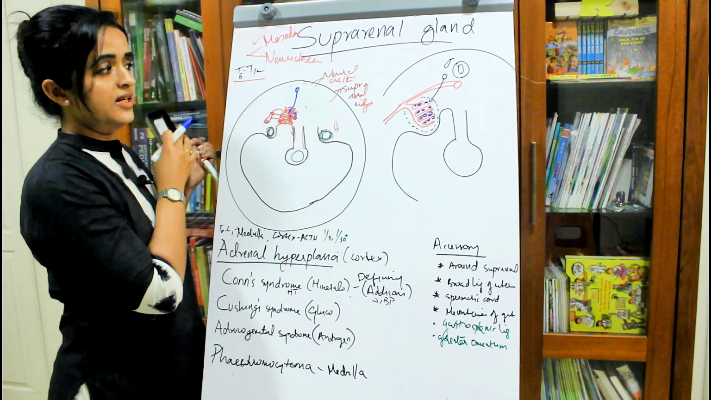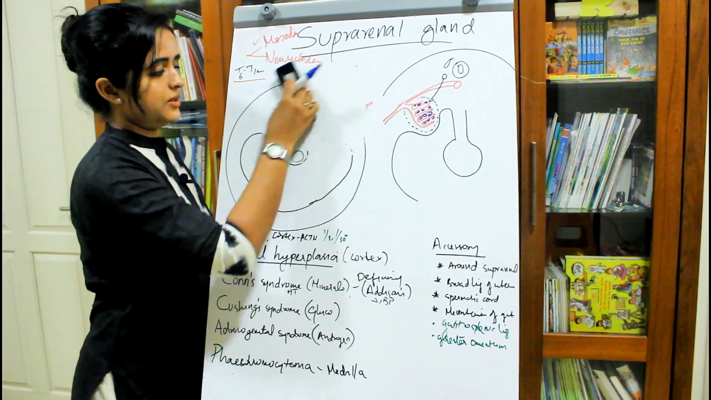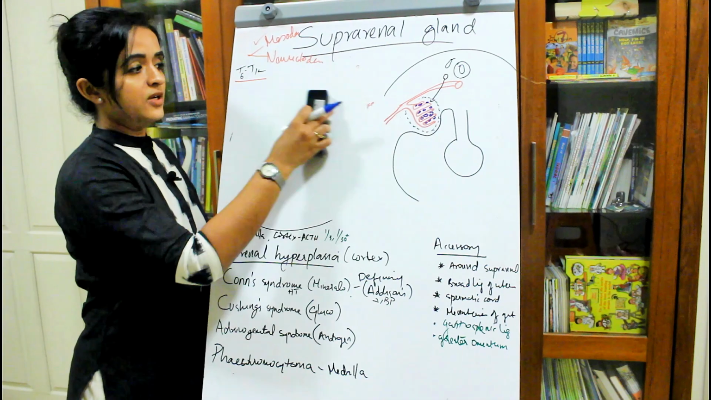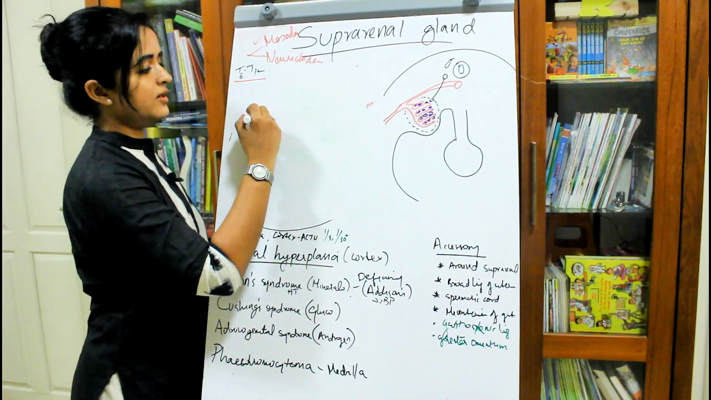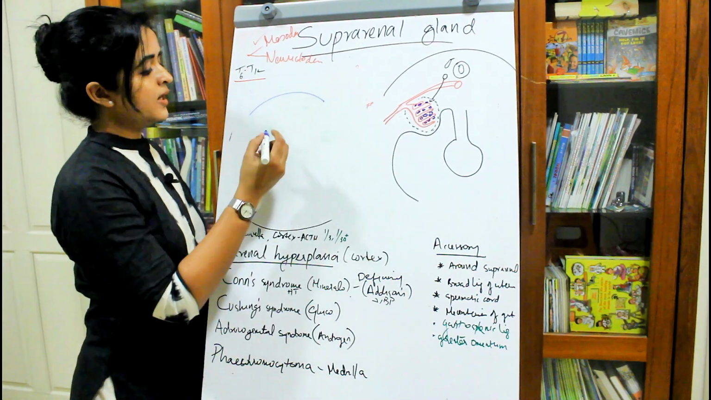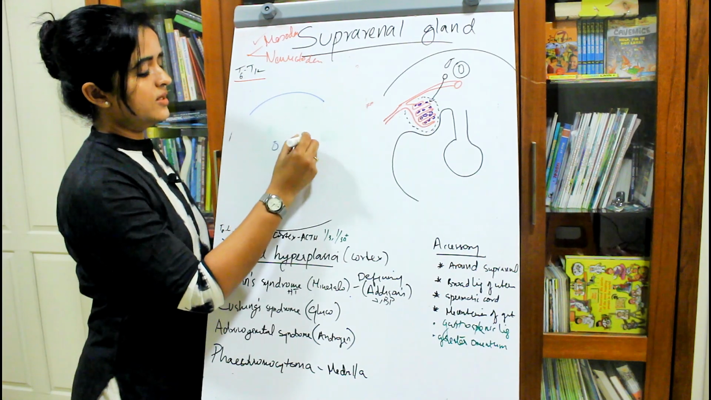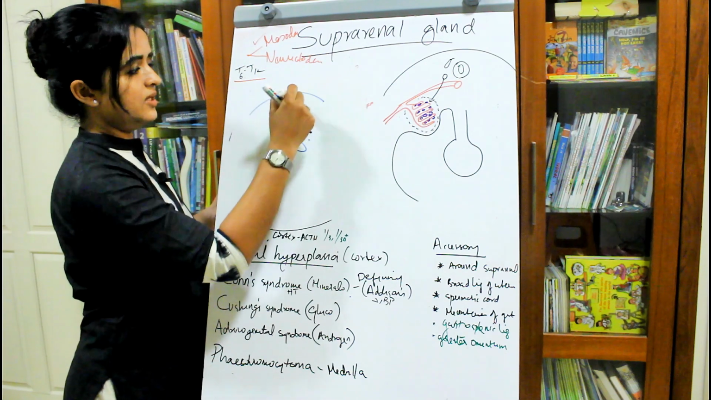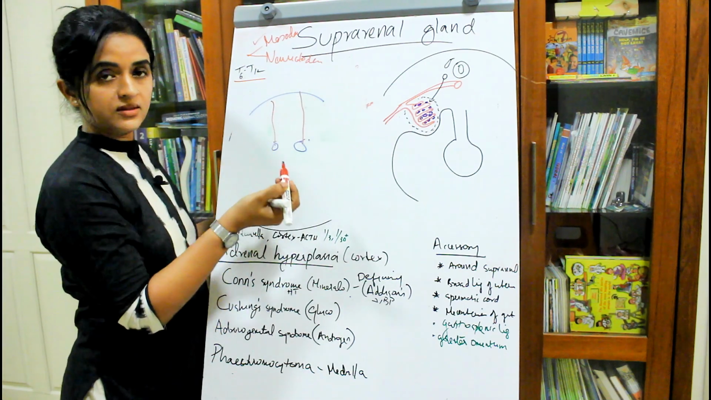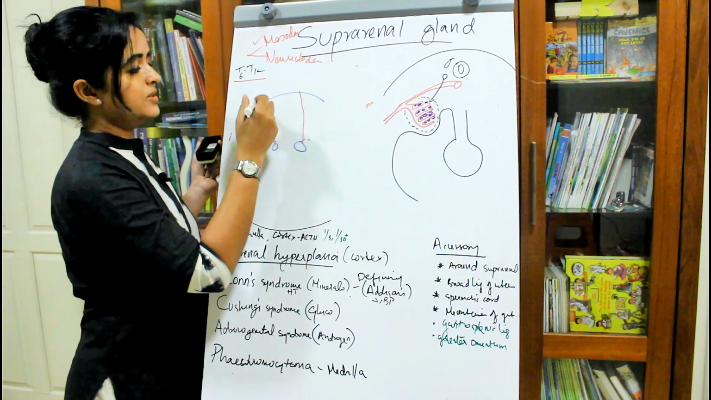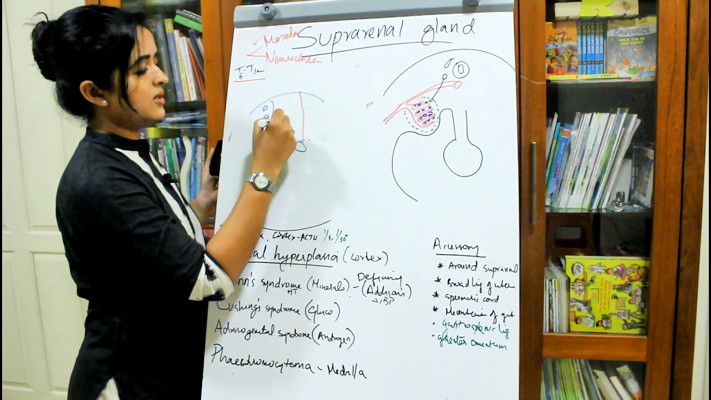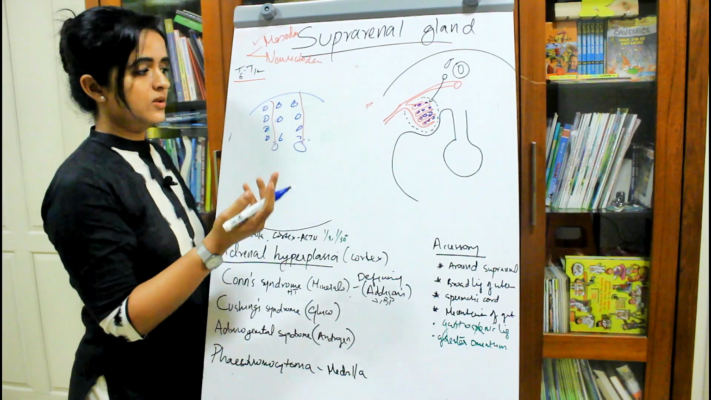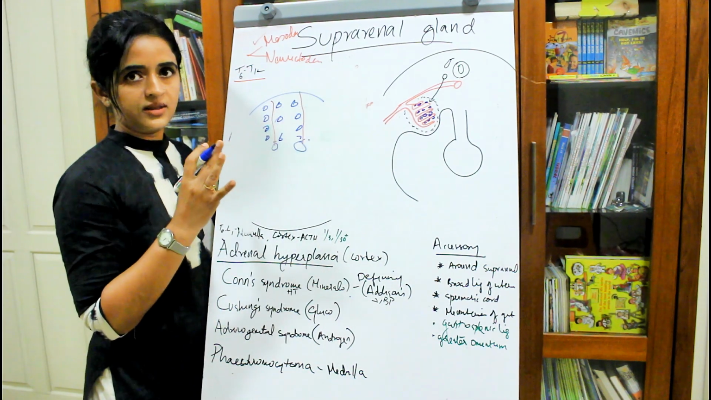Now let's see in detail about the cortex. I am just wiping it off. Now we can see the development of cortex. So you can see the fibrous capsule here, then you can see the venous sinuses here, then you can see the capillaries invading to reach the venous sinuses. Then you can see the cells arranged like this, isn't it? You know how the suprarenal gland looks like. I'm just talking about the cortex.